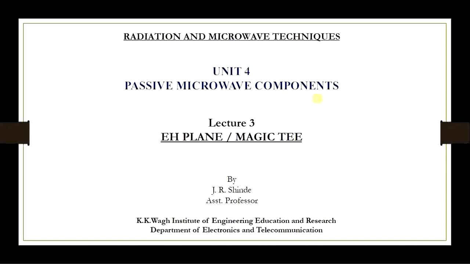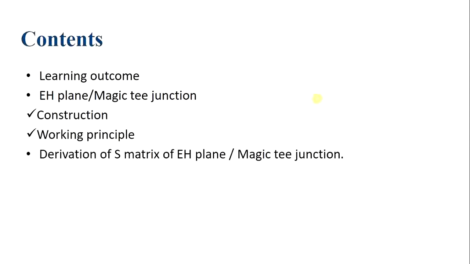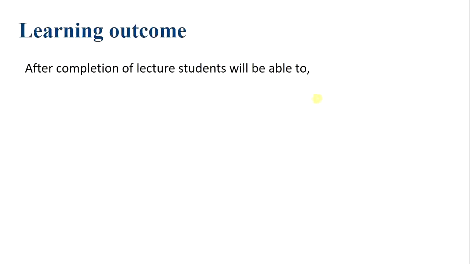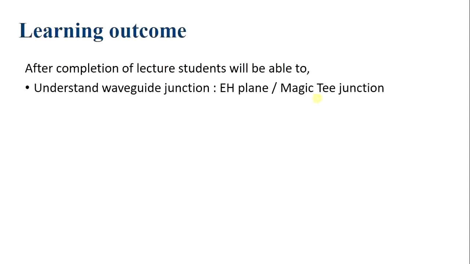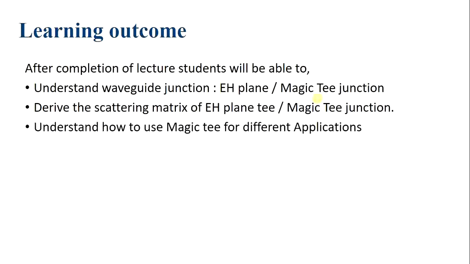magic T. So let's see what are the contents related to magic T that we are going to cover in this lecture. We will cover learning outcome, then we will go for magic T junctions construction and working principle, and then we will derive the S matrix for magic T junction, and at last we will go through the applications of magic T junction. Coming to learning outcome, after completion of this lecture, students will be able to understand the magic T junction, and they will be able to derive the scattering matrix for magic T junction, and they will also understand how to use the magic T for different applications.